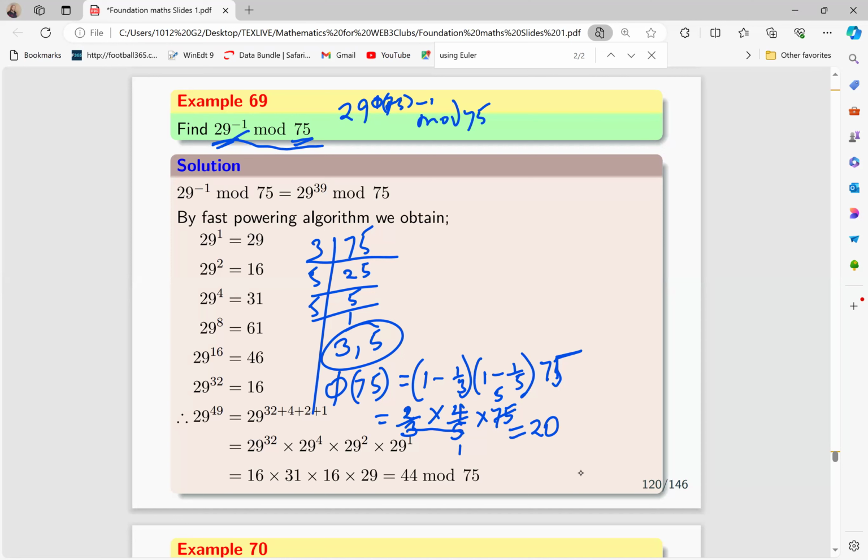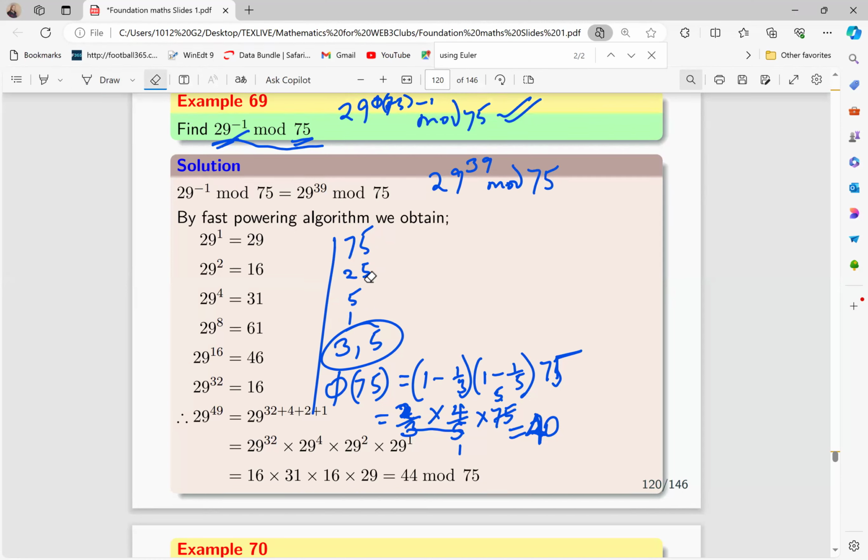But now, I think, just a minute. I don't get 20. There's a 2 here. Yeah, I did not see that. I was only seeing 4 and 5. So 4 and 5 is 20, but there's a 2 here. That gives us 40. Now subtract 1 because of the formula here. So it means the inverse therefore is 29 raised to 39 mod 75. That is the inverse.